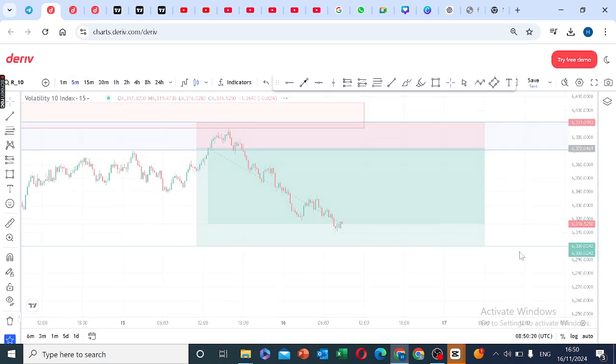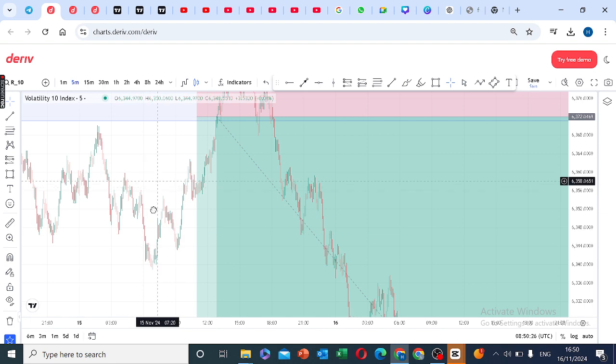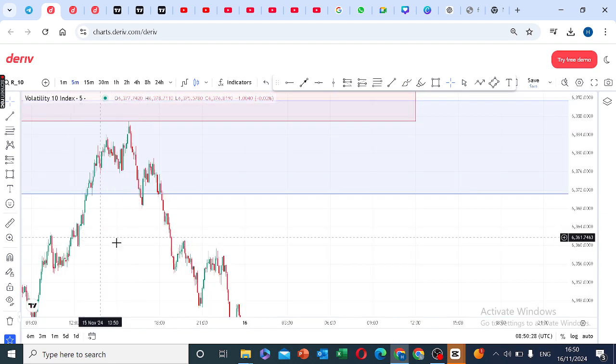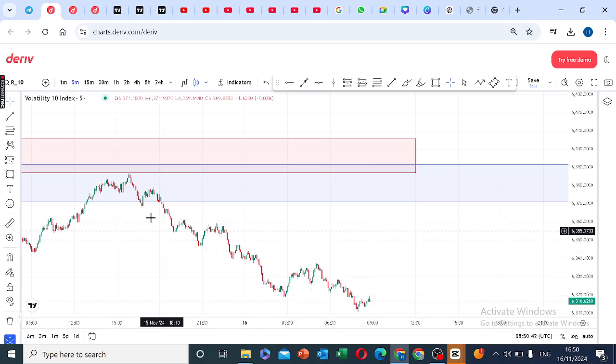Let me go to the 5 minutes time frame so that maybe you can see it clearly. At this area, you can see what happened. Price gave us a break of structure and retested that zone, and that was the level we took our entry from. You understand? And we rallied down to the downside. So this was the point we took our entry from, and then this was another level I took entries from.